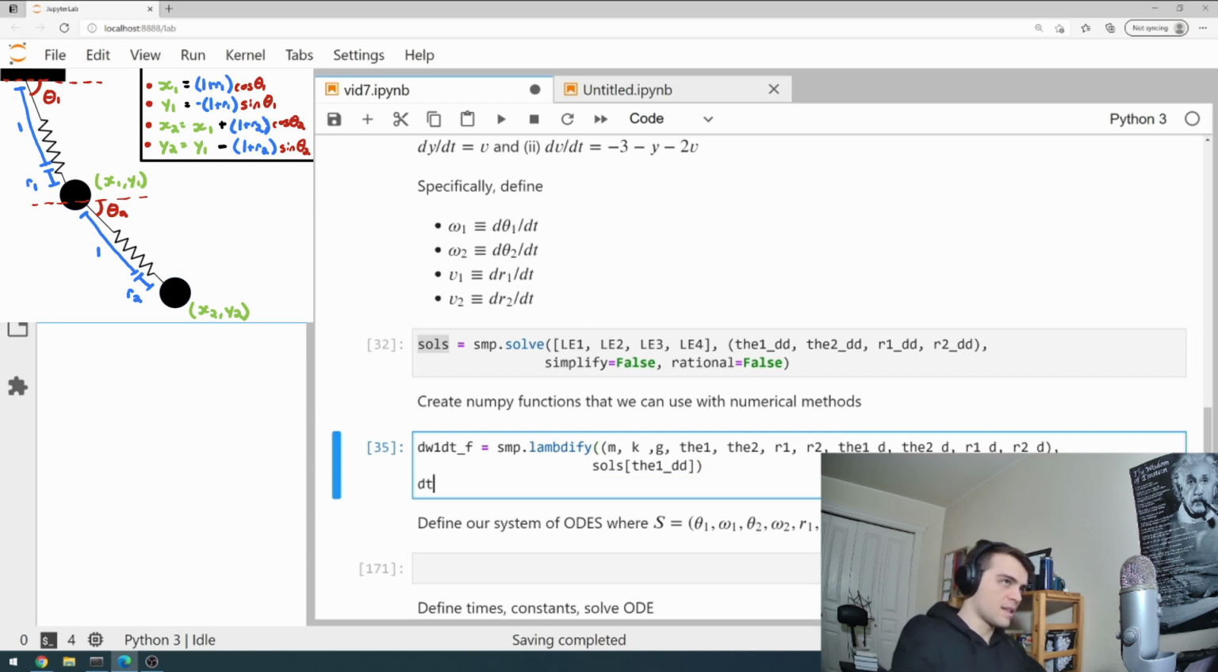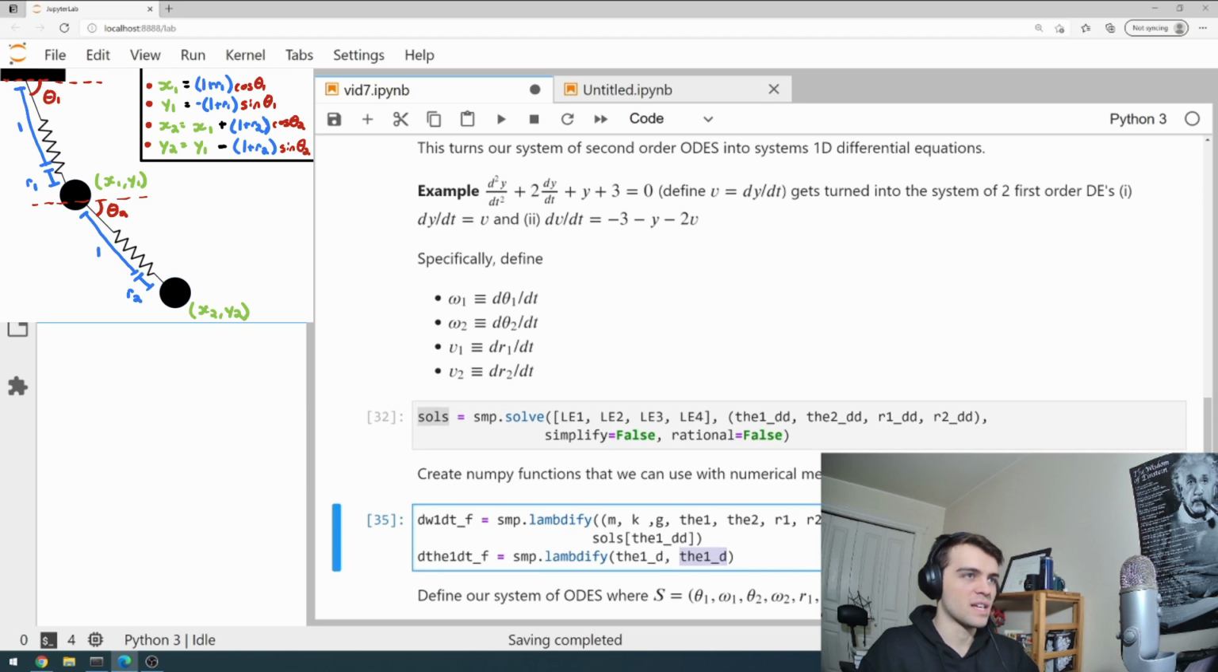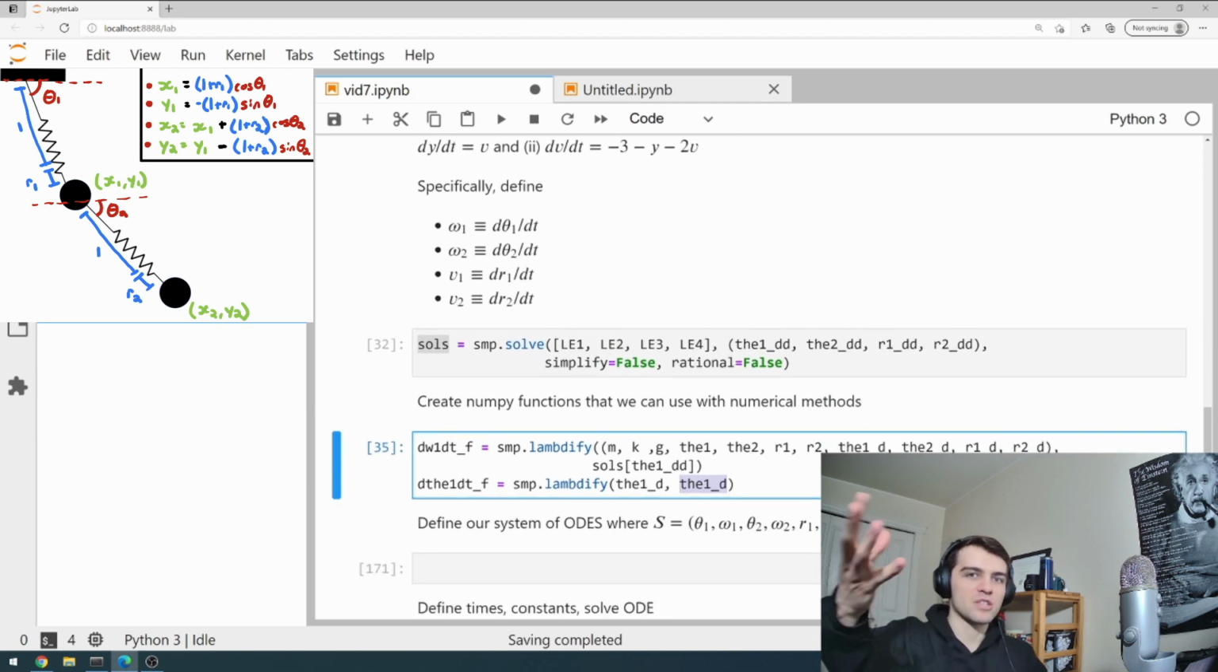And d theta 1 dt, this is easy because I've defined a variable. By the way, underscore f for function. That's why I'm doing this for numpy. This is also lambdify. Plug in theta 1 dot, and it returns, the function is theta 1 dot. So this is the input argument, and it returns itself, basically. That's the same as dy dt equals v. It's taking in something, and it's just spitting out what I put into it.